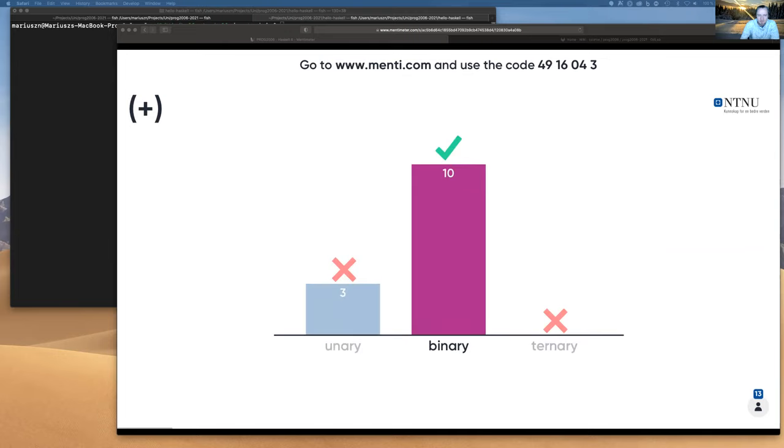Perfect. A plus operator is a binary operator because it takes two arguments. It takes A plus B, right? So it's not a unary because plus takes two things. All right, let's try the next one.